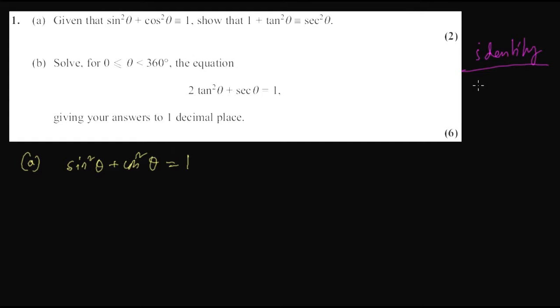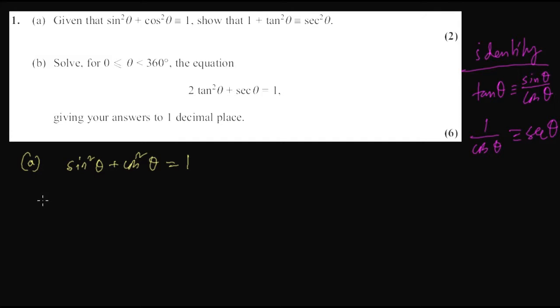The first is that tan theta is identical to sine theta by cos theta, meaning tan squared theta is identical to sine squared theta by cos squared theta. And 1 by cos theta, the reciprocal of cos theta, is identical to sec theta. These two pieces of information are all that we need for doing this sum.